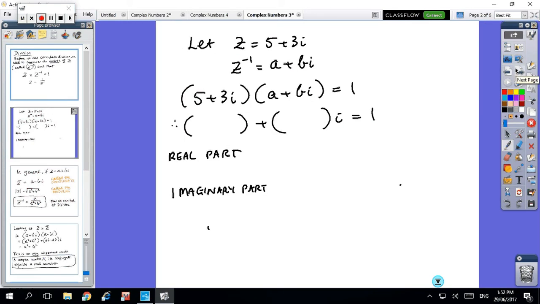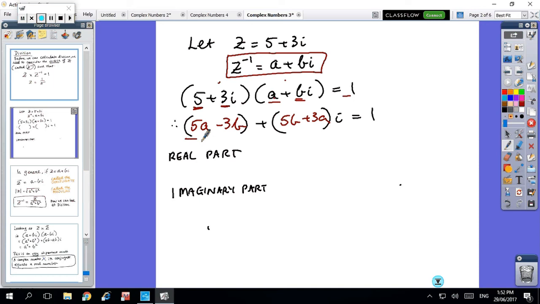Okay, so let's look at an example. For instance, I know that the complex number multiplied by the inverse equals 1, and I don't know what it might be at this stage. So I'm just going to make up a complex number, 5 plus 3i. Using your multiplying skills from the last lesson, we multiply 5 by a, so that's 5a. I'm going to multiply 3 by b and then change the sign. So the real part is 5a minus 3b. The imaginary part is 5 times b plus 3 times a.